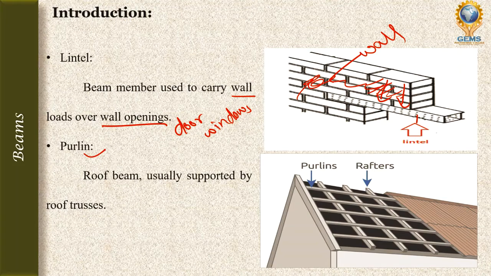Purlin is a roof beam usually supported by roof trusses. So in the roof trusses, this is purlin. Mostly we will see this purlin in the roof trusses.